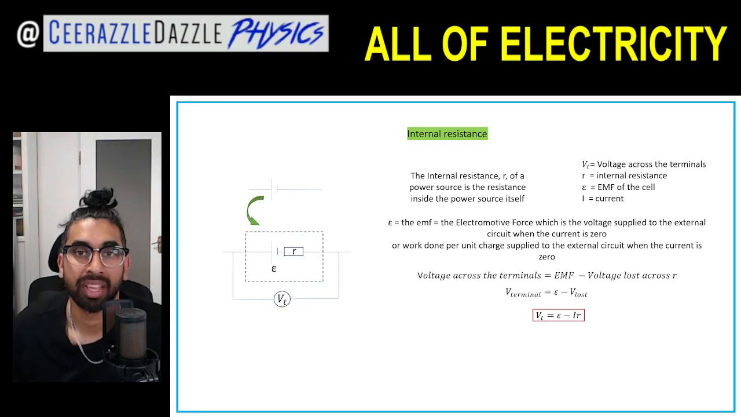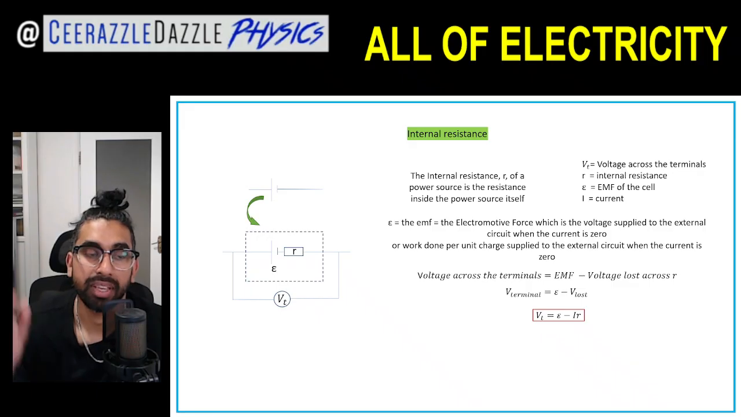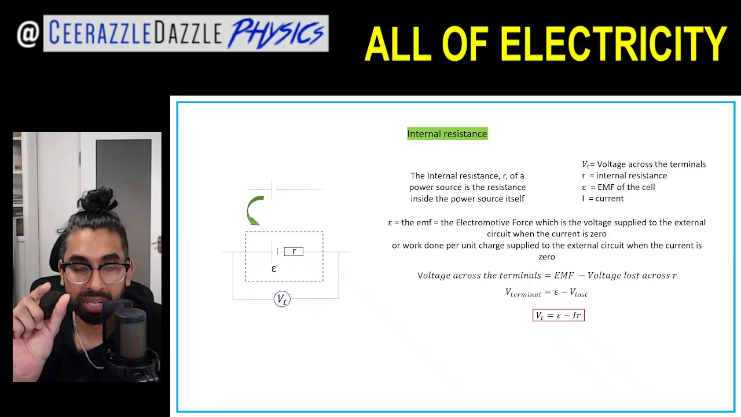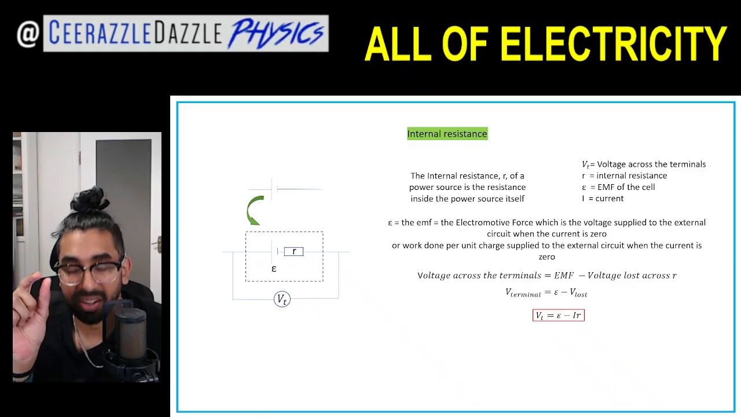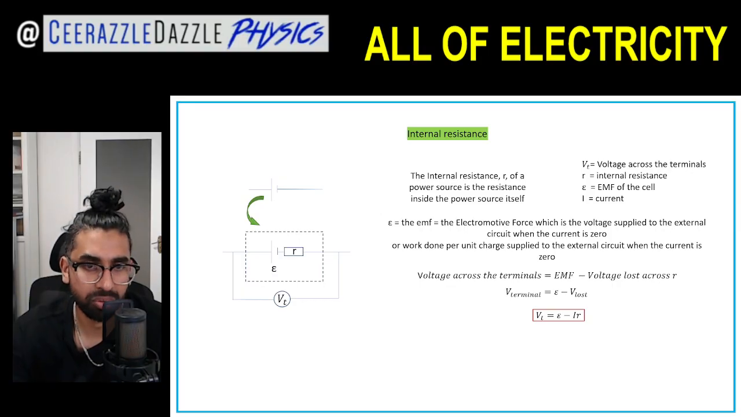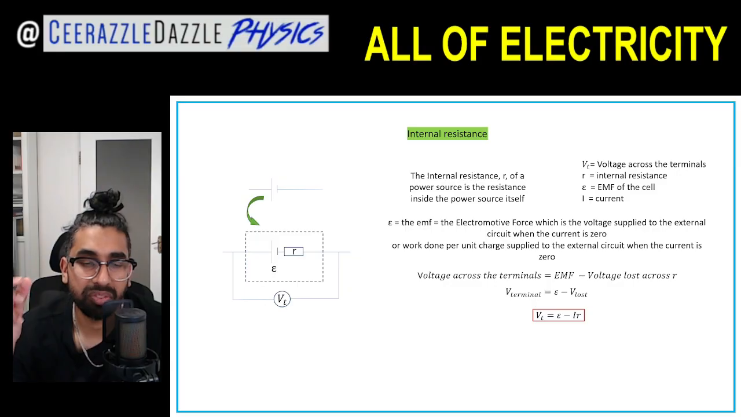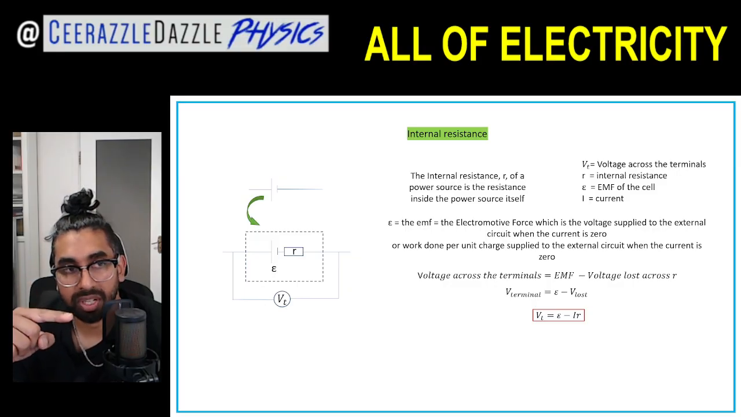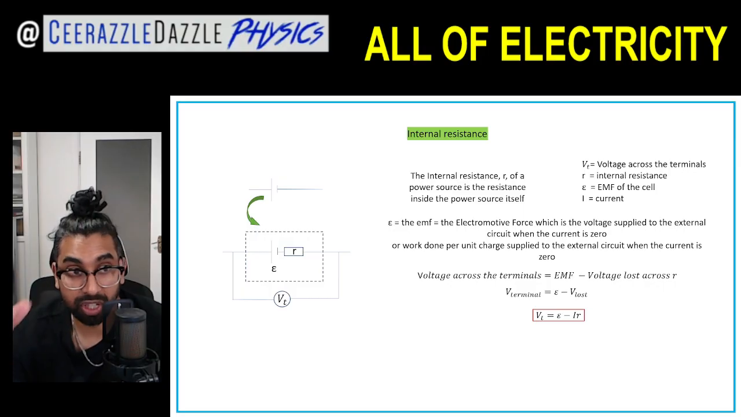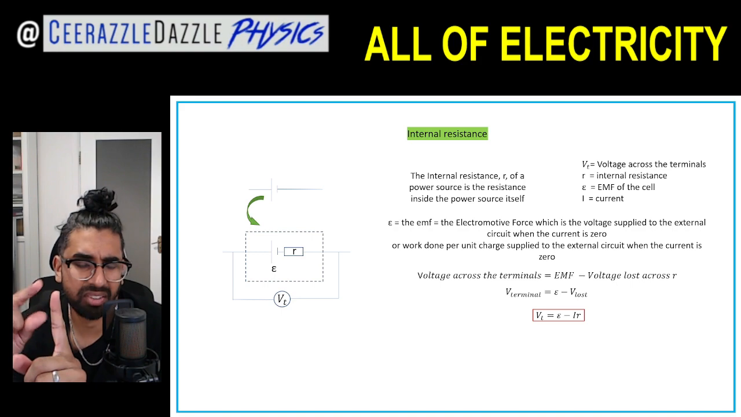Internal resistance. Within every single power source and battery, there is actually a resistance inside the power source itself. So internal resistance, lowercase r, is the resistance inside the power source itself. As you can see, I've drawn a diagram and a little arrow to show you what's actually inside. So let's say we have the cell, but inside it, there's actually another cell.